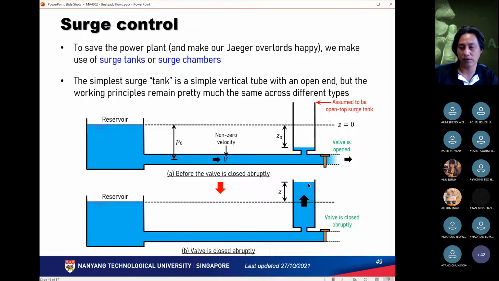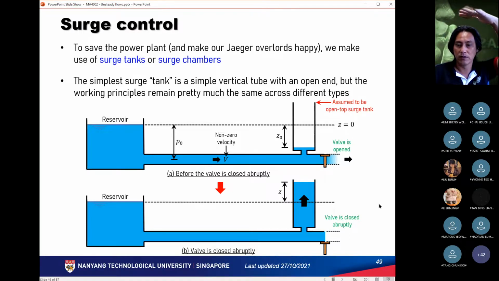Depending on how fast you shut off the valve, the water level change may or may not be very drastic. In this case, I show a rather drastic one. But it's a dynamic thing. The water level doesn't just go up and stay there. Immediately once you shut off the valve, bang, the water will surge into the surge tank, go up and hit a maximum level.